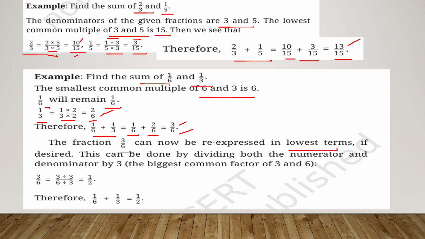If you want, you can simplify this. This can be done by dividing both the numerator and denominator by their biggest common factor. The biggest common factor of 3 and 6 is 3. So 3 by 6 is equal to, you divide both numerator and denominator by 3, so it is 1 by 2. Therefore 1 by 6 plus 1 by 3 is 1 by 2.